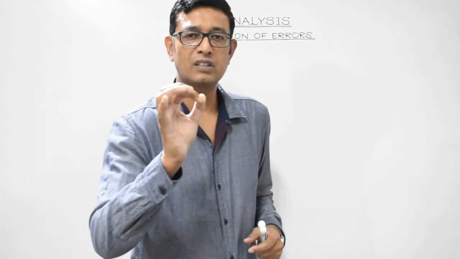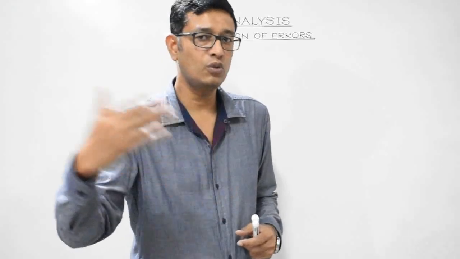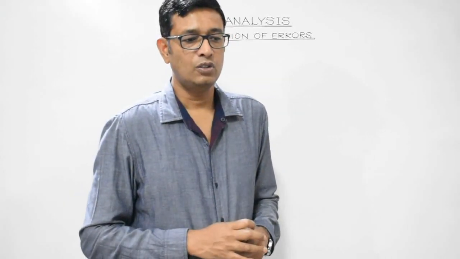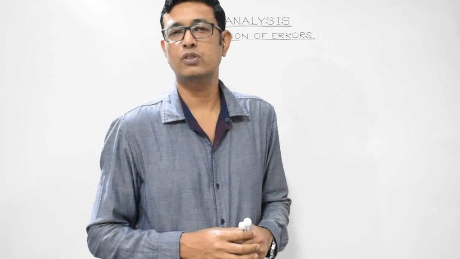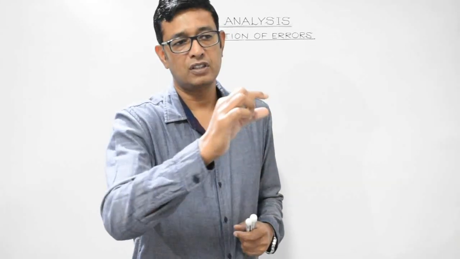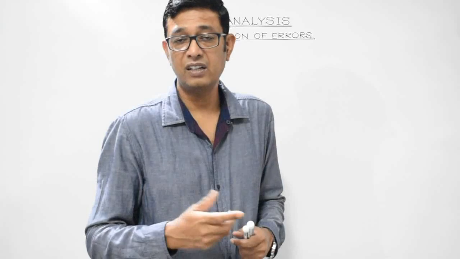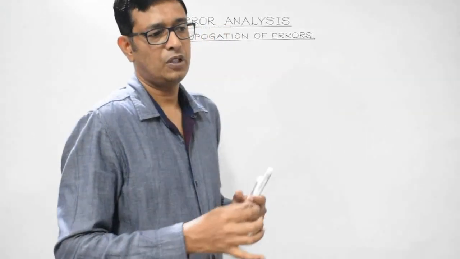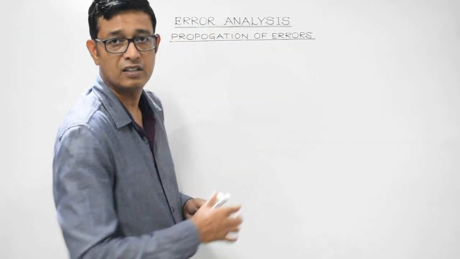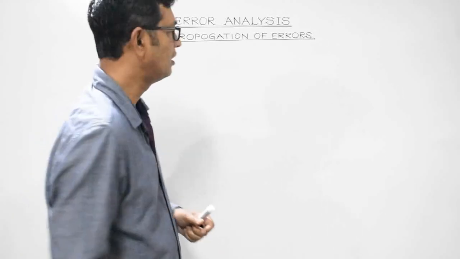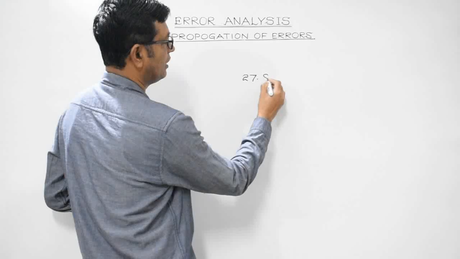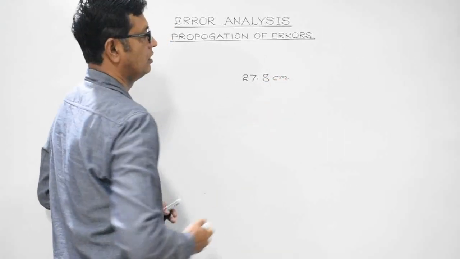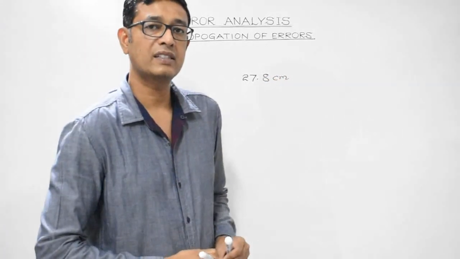So we will start systematically, from one topic to another, right? Let me give you a simple example first. Suppose we make use of a ruler, a scale, and the measurement of a thread using a meter scale is found to be, say, 27.8 centimeter.